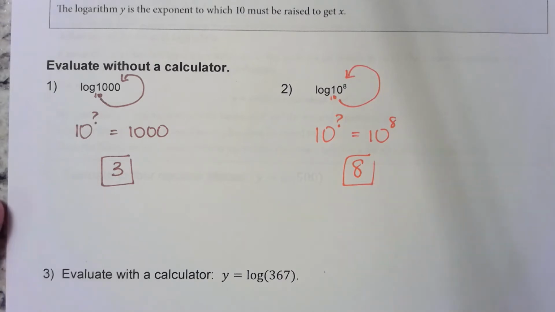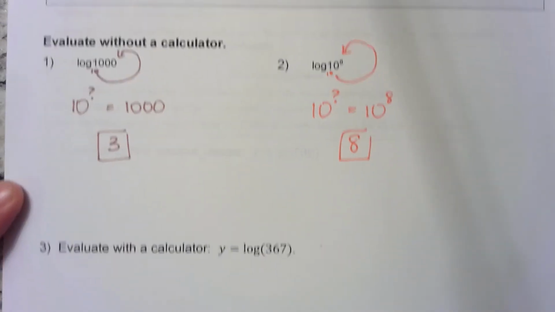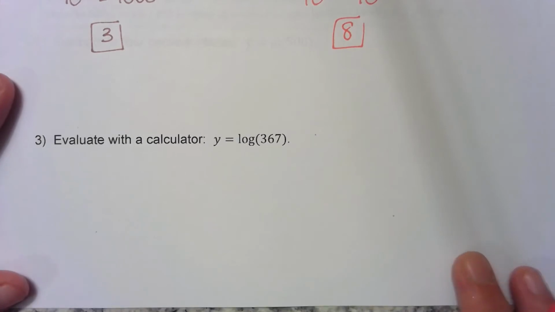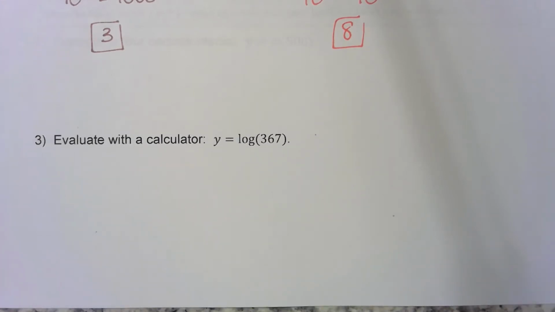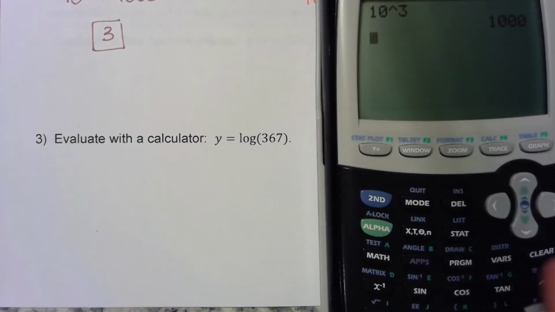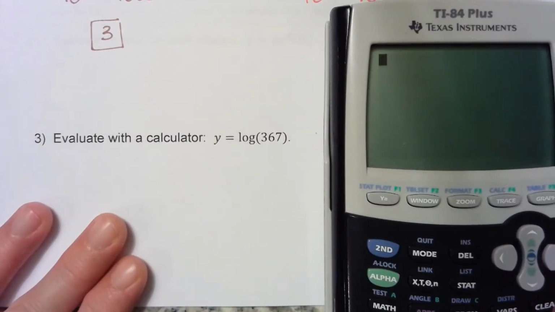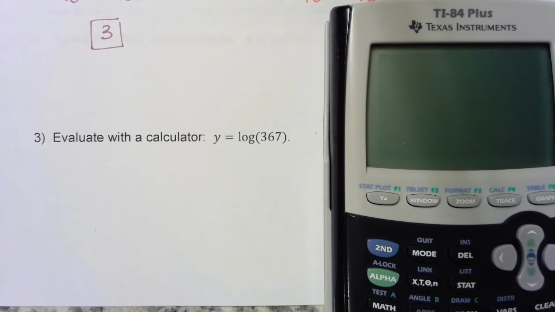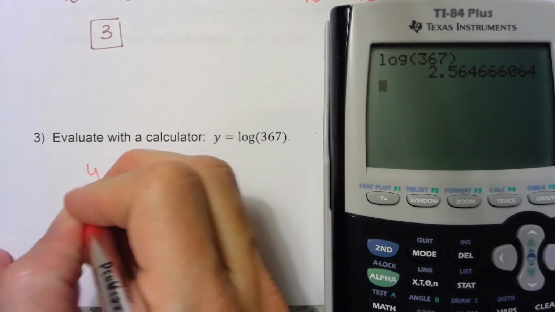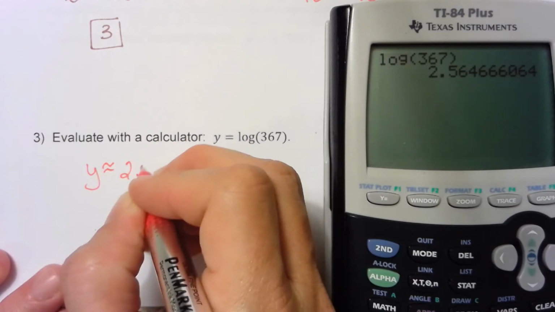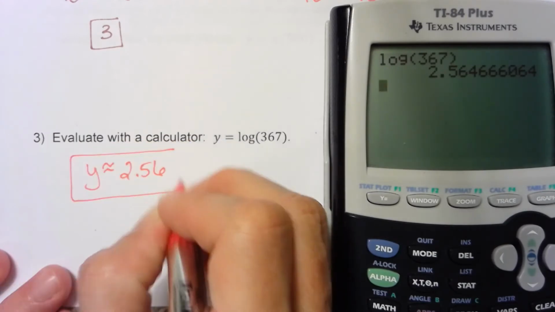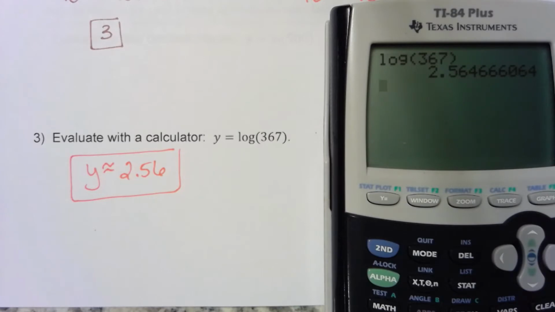This next one says to evaluate it with a calculator. So we're going to use our calculator. This is base 10. So we can just type it straight in there. Log of 367 is about 2.56. So y is approximately 2.56. Now on your homework or on a test or something like that, it'll be more specific on how many decimal places that you need.